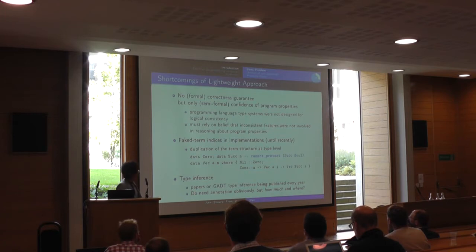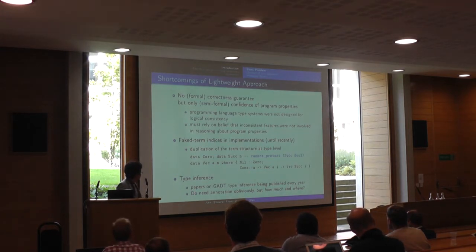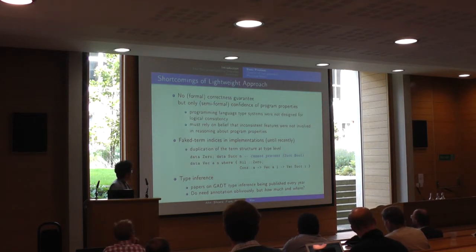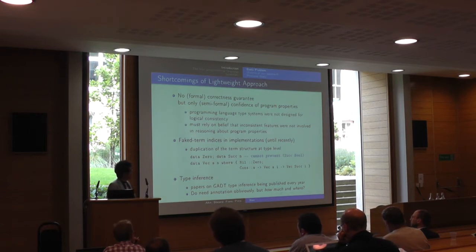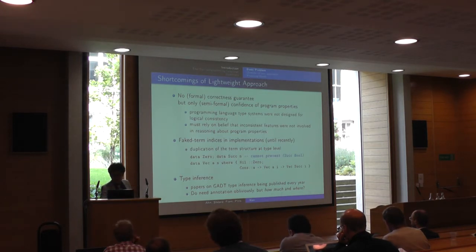And the other well-known problem is type inference, and papers on GADT type inference are being published every year. And still, it's obvious that we do need type annotations because it's not possible without them. But how much and where exactly we want them is another design issue.